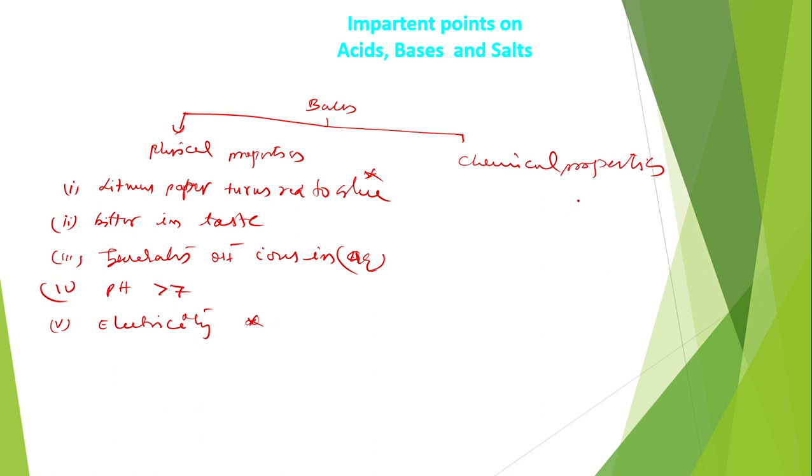Now we will come to chemical properties. Again we will see with metal. With metal, what will you get? See, zinc plus NaOH. You will get Na2ZnO2 plus H2. This is sodium zincate. So there is liberation of hydrogen gas.